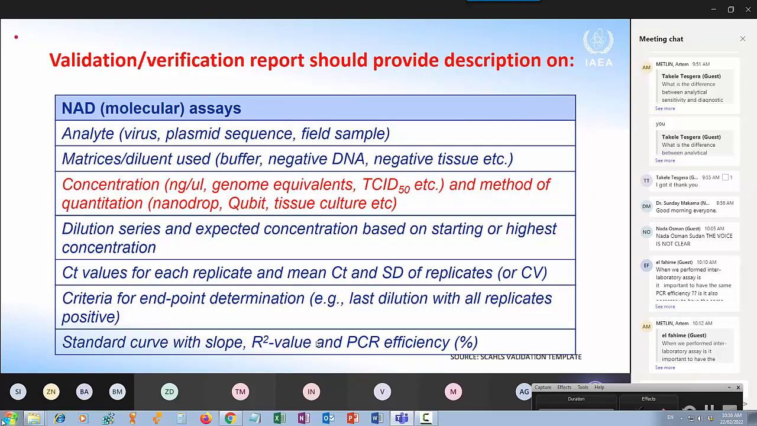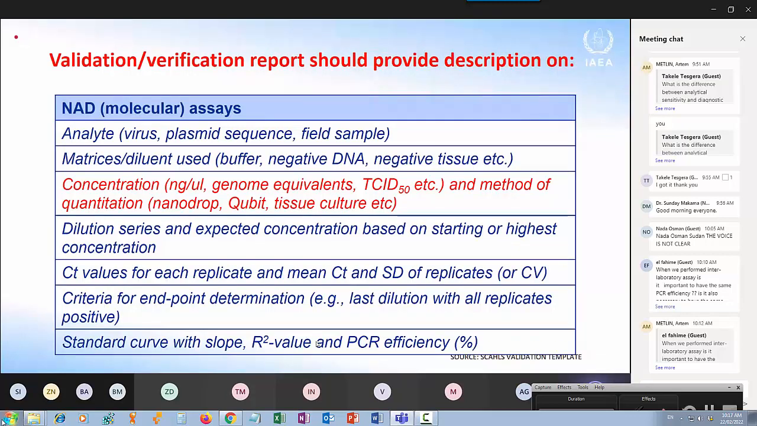For example, the last dilution with all replicates positive will represent our limit of detection, and everything above this will be considered negative. We will see this more in the next coming days when we will include this. Now we just focus on the analytical sensitivity.